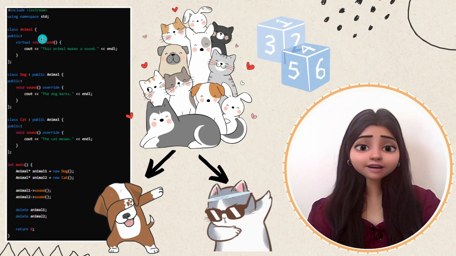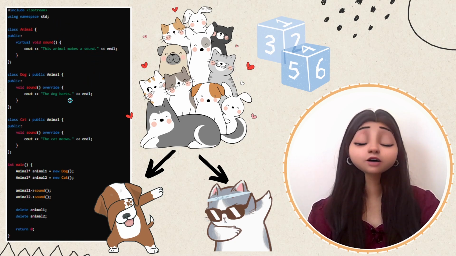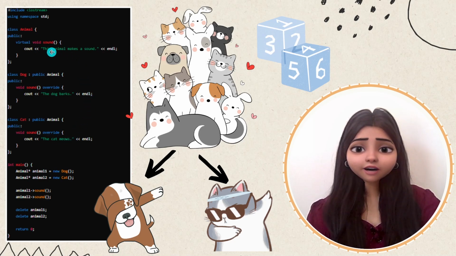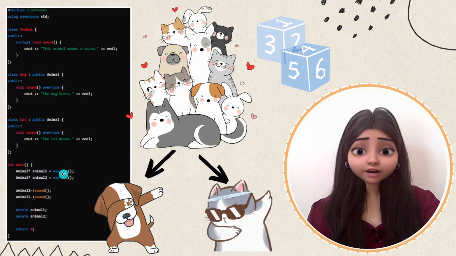In this example, we have an animal class with a virtual method sound and two subclasses dog and cat, each overriding the sound method. The animal class is defined with a virtual method sound and the dog class inherits from the animal class and overrides the sound method to print the dog barks. And the cat class here inherits from the animal class and overrides the sound method to print the cat meows. In the main function, we have created pointers to animal object, but they actually point to dog and cat objects. We can call the sound method on both pointers.